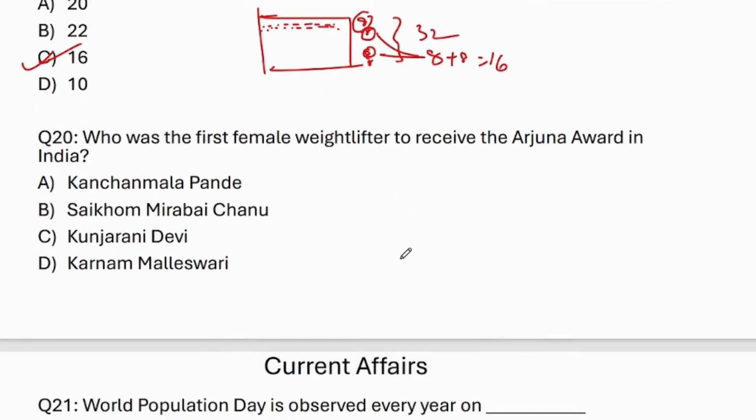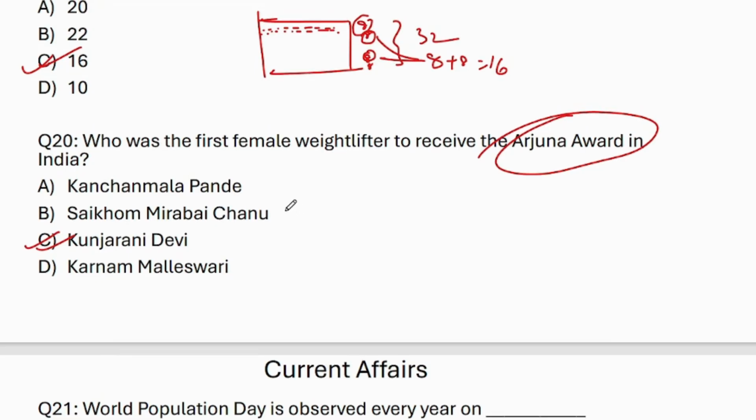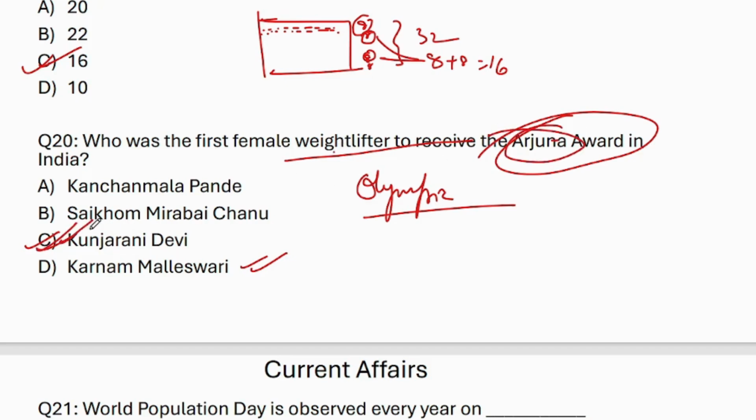Who was the first female weightlifter to receive the Arjuna Award in India? Arjuna Award was Kunjarani Devi. If the same question is asked that first female weightlifter to win an Olympic medal, then it will be Karnam Malleswari in weightlifting. Right now, here the question is Arjuna Award, so Kunjarani Devi.